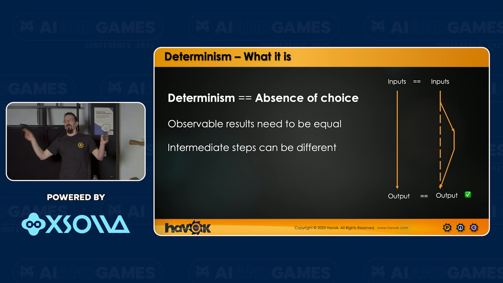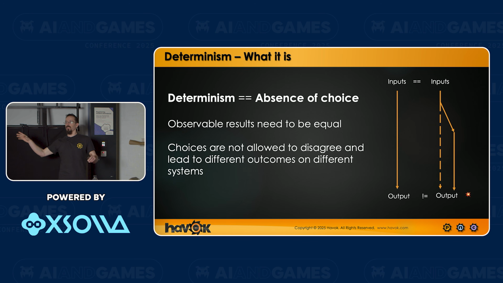But if we do cross-platform determinism, if we want to have the same AI behaviors on one machine as on the other, and they have different platforms, we allow different paths to be taken because we know that the ARM processor does different things than an x64 processor. But the outputs need to be the same. The ones we care about, they need to be the same. If there's a choice and one of the platforms chooses a different choice than all of the others, this is not deterministic, and that's basically non-determinism.